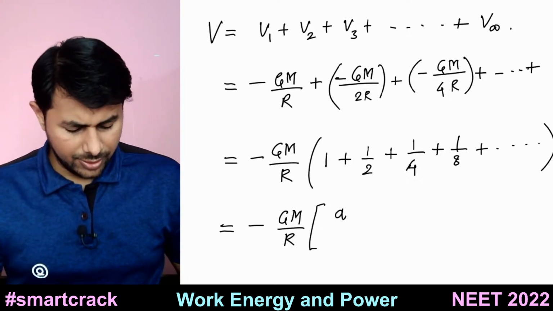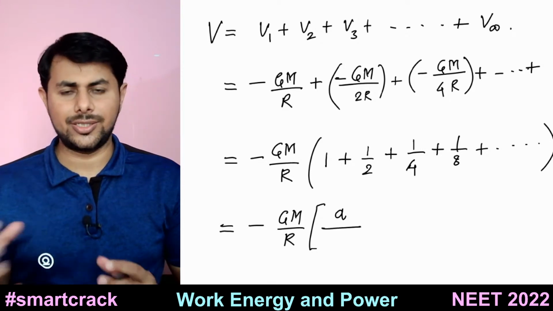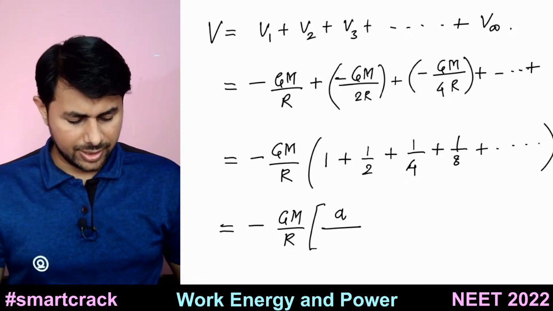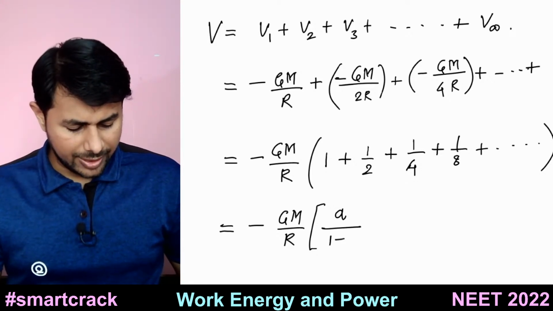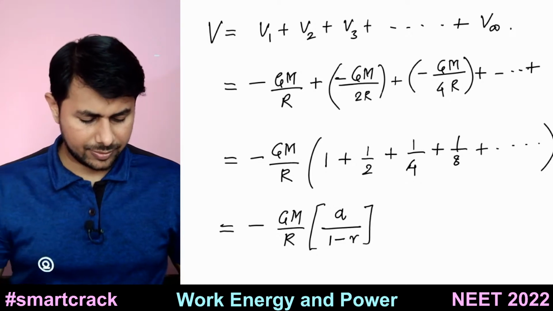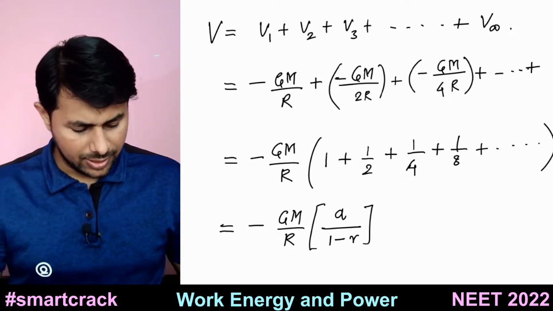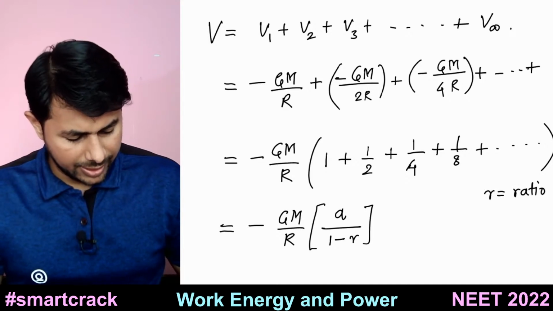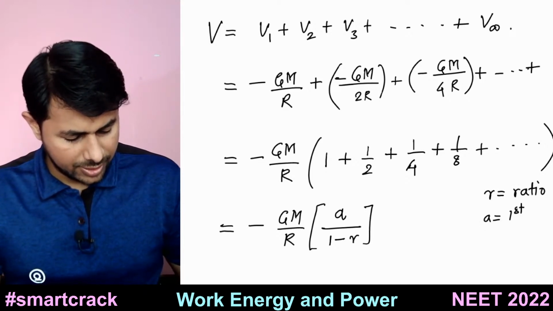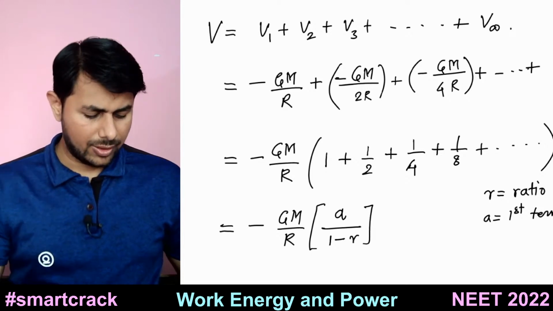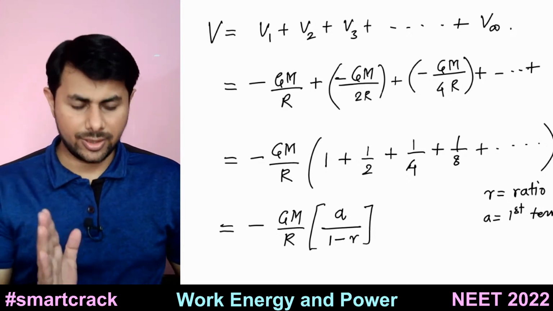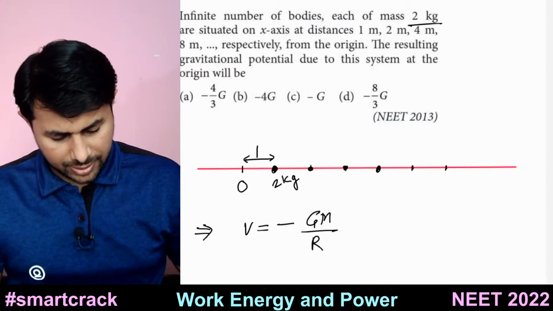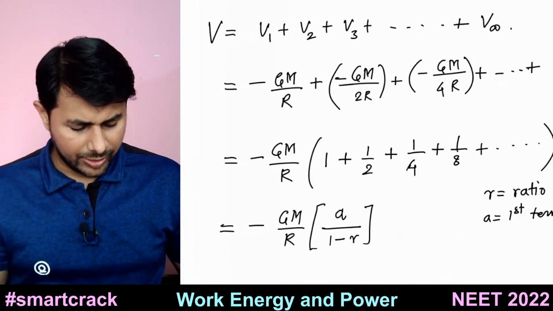Okay, so what is the sum of the geometric series? It is A divided by 1 minus R, right? Where R is the ratio and A is the first term of the series. So what is the first term? It is 1. And R is equal to what? R is 1 by 2.